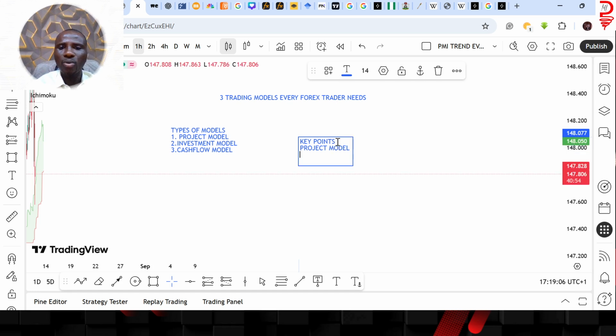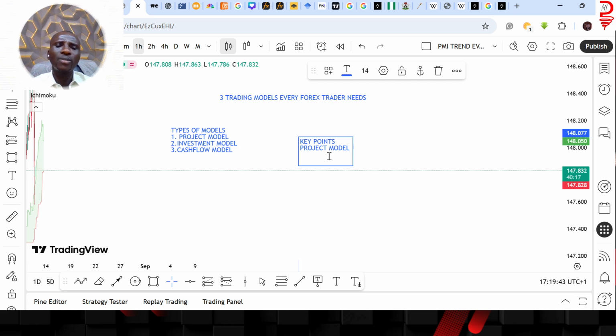The project model: what we do at Potential Miners International is we create an account, and even from the onset, the mindset with which we are creating this account is that it is for a particular project. And this is very important. If you will be consistently profitable in the market, it is advisable that you take note of these three different types of models. In fact, if you stick with me to the end of this video, you will be shocked at what the cash flow model is going to reveal to you.